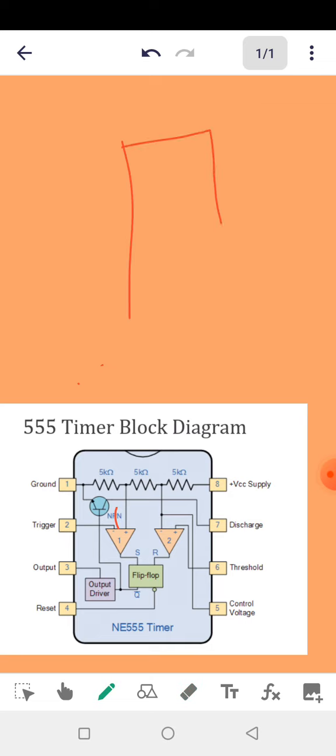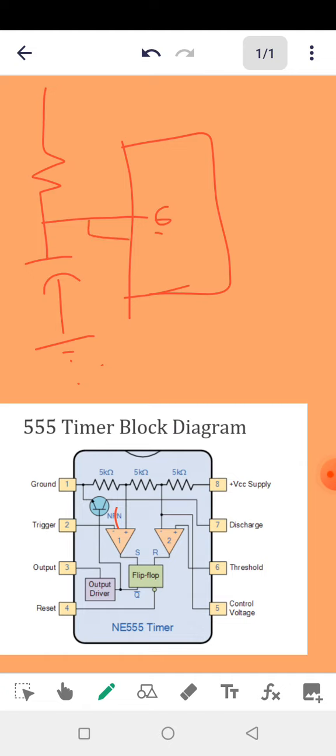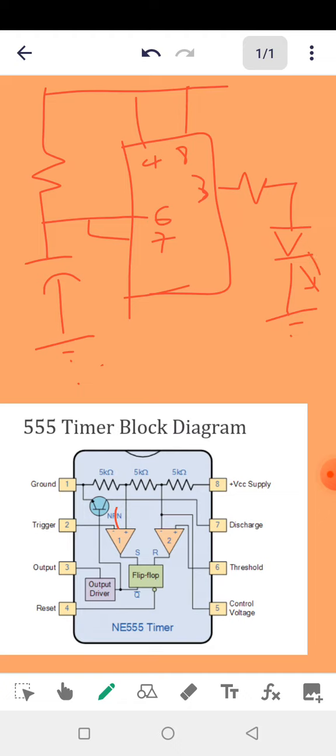As a monostable, you have a resistor, you have a capacitor, then you connect this part to pin 6 and 7 also, so then this part to pin 4 and pin 8. This will be the output, pin 3, via a resistor. Let's say this time we just wanted to power an LED. Then your pin 5 will be connected via a capacitor to ground. Then your pin 1 will be ground.